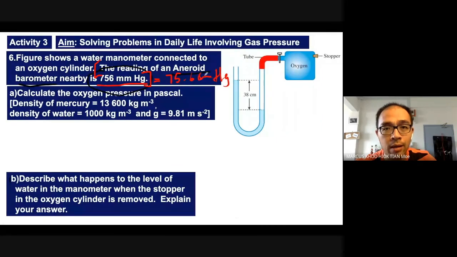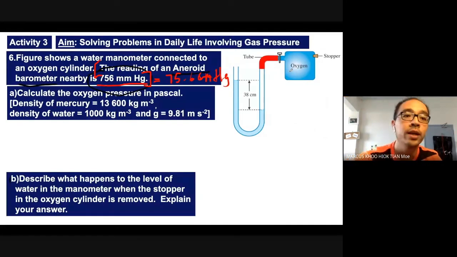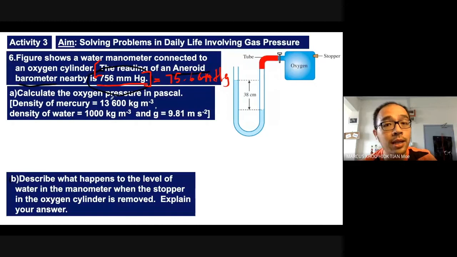Why is it inconsistent? Some of you may be asking, why sometimes 76, sometimes 75, sometimes 75.6? Well, you never know, maybe this oxygen cylinder is up the mountain. Up the mountain, there is less atmospheric pressure, or halfway up the mountain. So that's why.